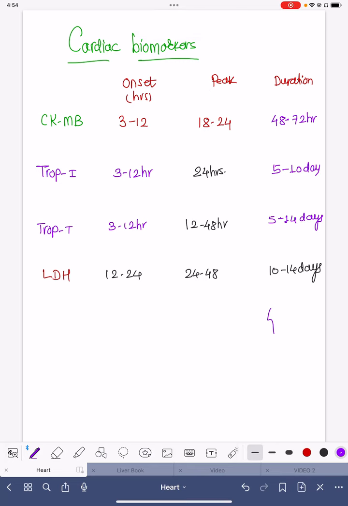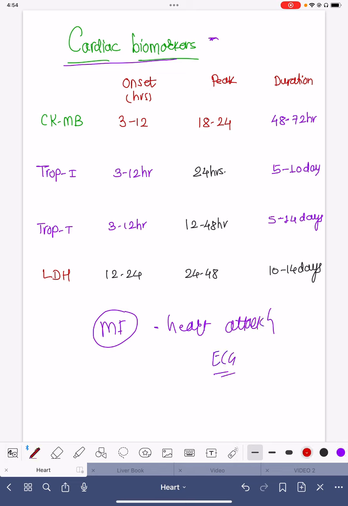We'll be discussing the cardiac biomarkers. Now, what we mean by cardiac biomarkers is that whenever anyone presents with chest pain, we always think of MI, that is myocardial infarction or heart attack, at the earliest. And the first thing that we do is always an ECG.